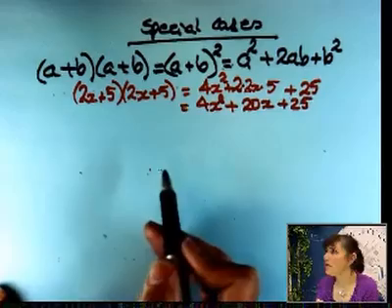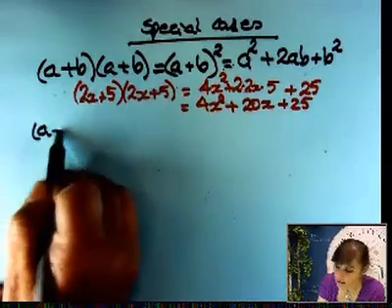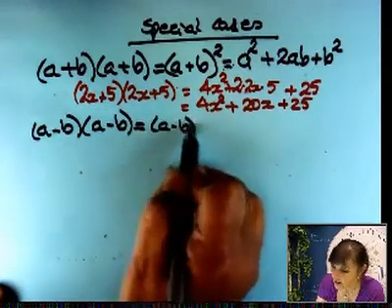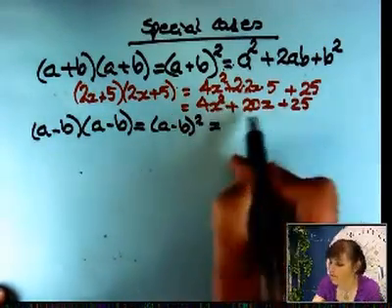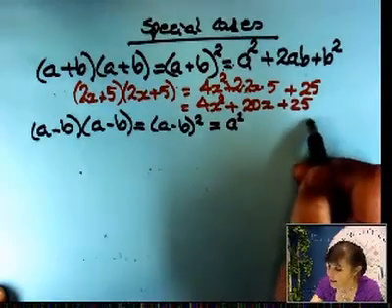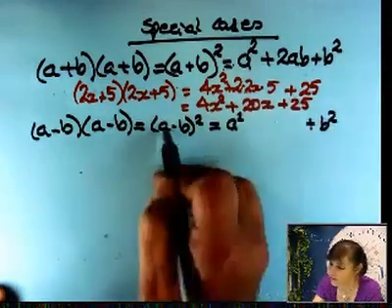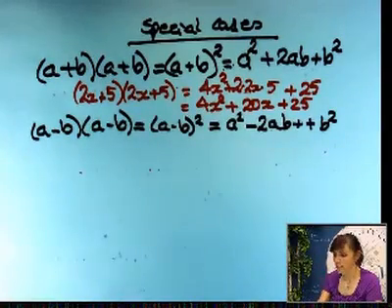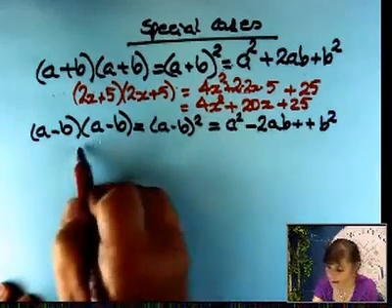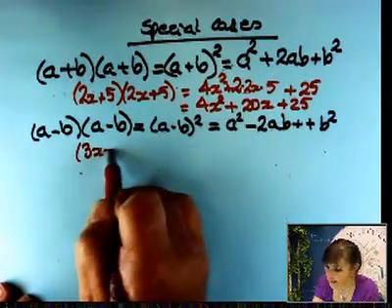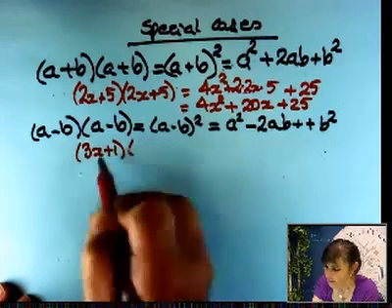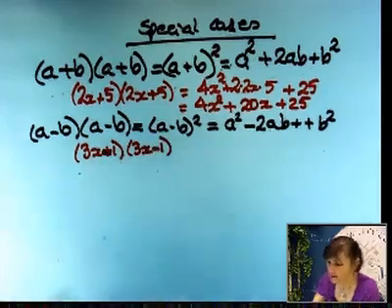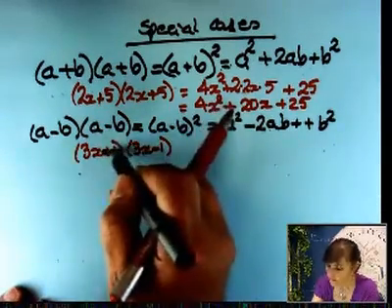Okay, the special cases, we are continuing. The second one, a minus b times a minus b, which is a minus b squared. We did a couple of examples. First one squared, last one squared. Middle term, this one is minus 2, first and last. Let me do an example. 3x minus 1, 3x minus 1. This one is minus 1. Okay.